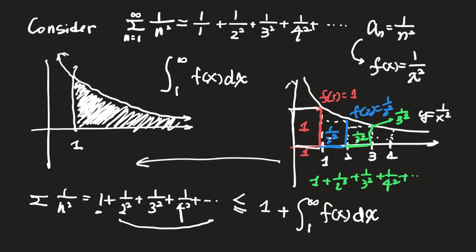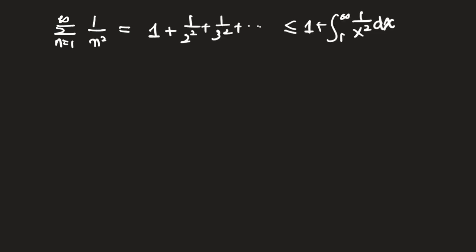Okay, let's calculate the improper integral. We're going to decide if this infinite series is convergent or divergent. On the previous slide, this infinite series represented the area of the rectangles. On the left side is the total area of the rectangles, which represents the infinite series. On the right side, 1 plus the improper integral, the area below the curve. So now let's calculate the improper integral first.